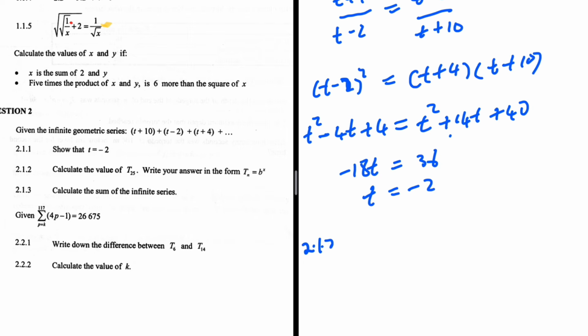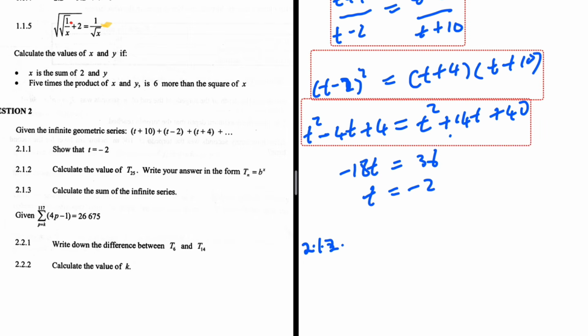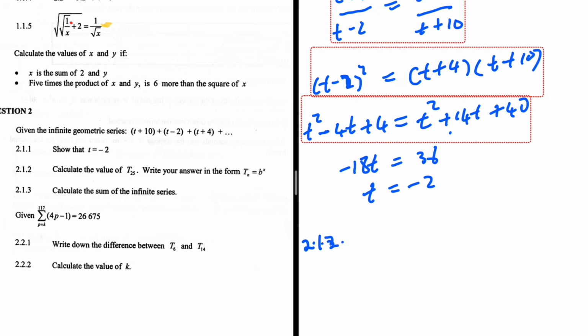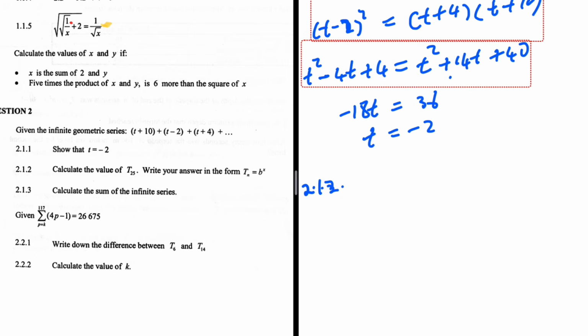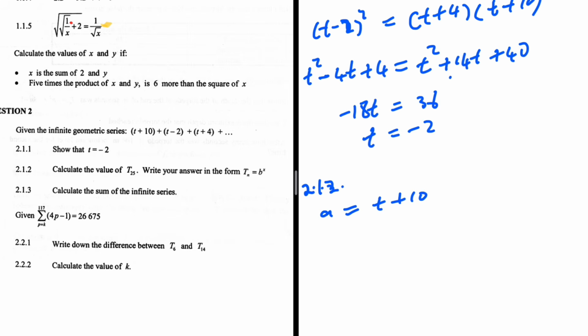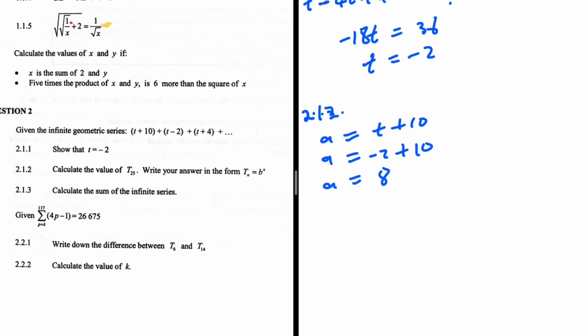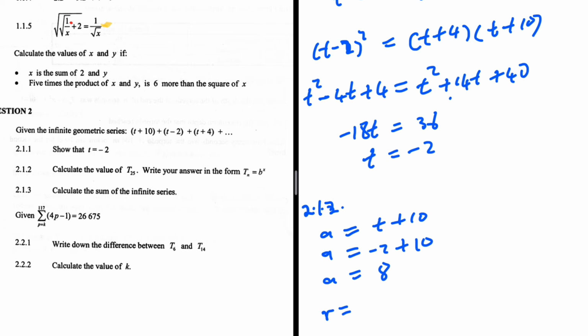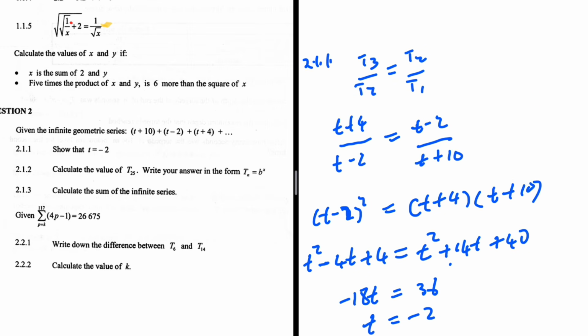And then 2.1.2, calculate the value of t25. Write your answer in the form tn is equal to b to the x. Okay, so what do we need? We need a. What is a? A is equal to t plus 10. So a is equal to minus 2 plus 10. A is equal to 8. Okay, we need r as well, right? So that we can have the formula and calculate t25.